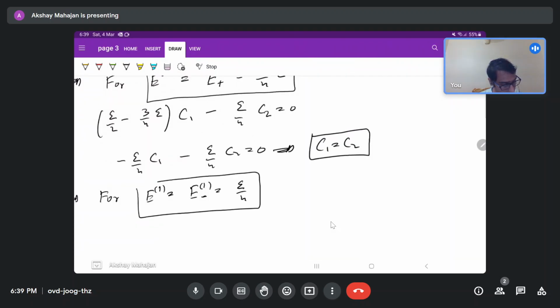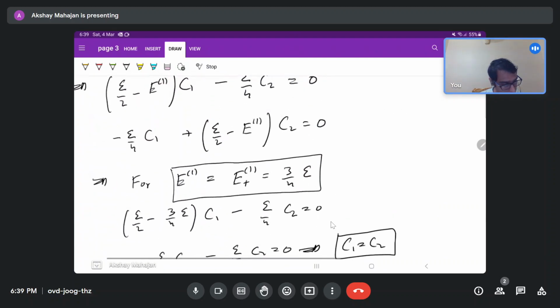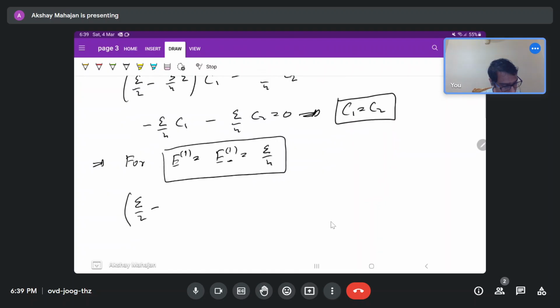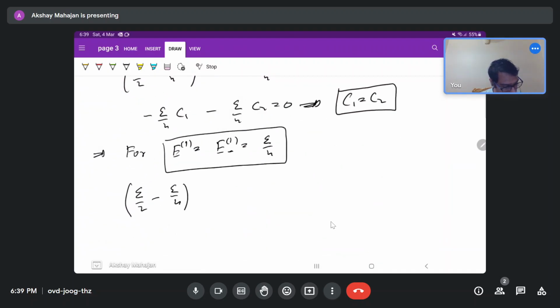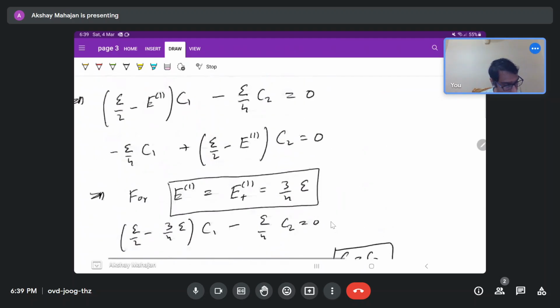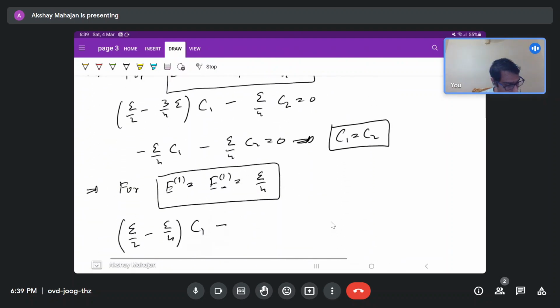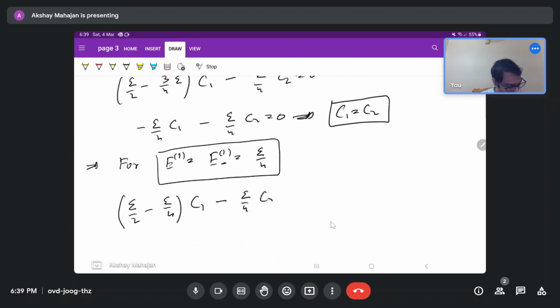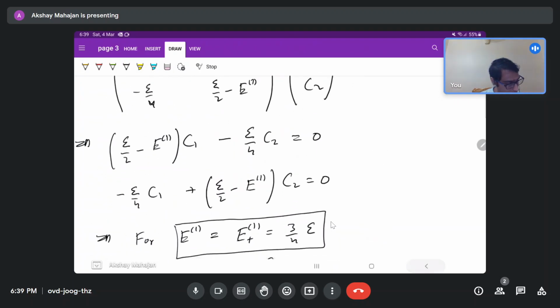Right, for this, I will just put the values in the equation. So epsilon by 2 minus E1, which is epsilon by 4, times C1 minus epsilon by 4 times C2. All right. Let me write this that these are our equation 1 and this is our equation number 2.